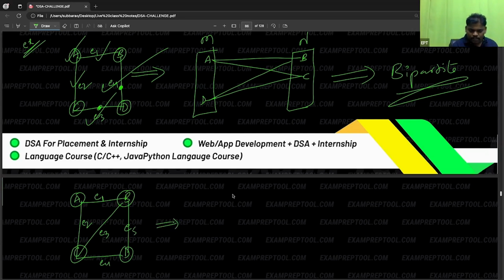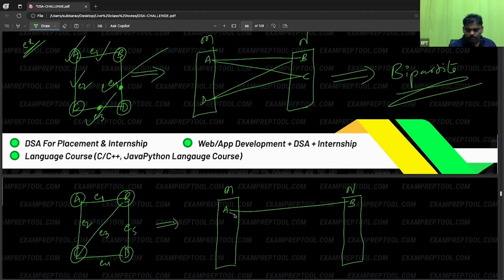Start from any vertex. You have to divide the graph into two parts; the name itself says bipartite. M group, N group. The M group contains some vertices, and the N group contains some vertices. Start from anywhere. I'm starting from A. A's adjacent vertices are B and C. And the interesting thing is A is completed, so edges E1, E2 are completed. Remember, all vertices and all edges you have to cover. E1, E2 are over. Let's go to E3.